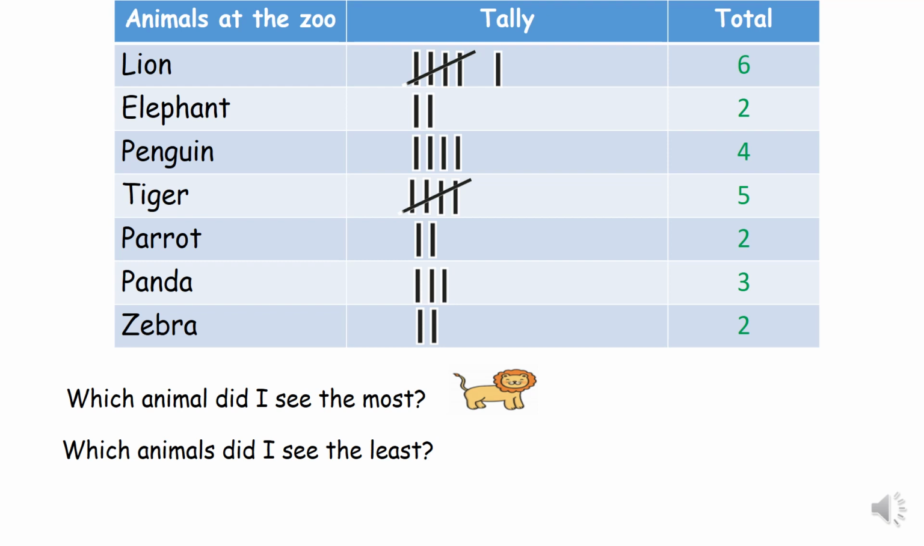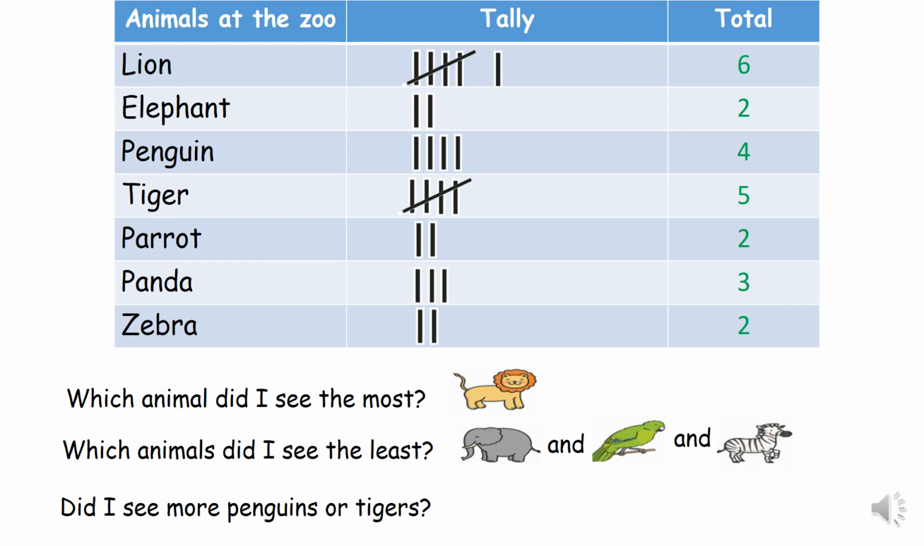Which animal did I see the least? This is a tricky question. I'm tricking you on this one. I wonder if you can see why. That's because it's more than one animal. So least is asking me which is the smallest number, which I didn't see that often. And that would be the elephant, the parrot, and the zebra, because all of those animals have got 2 in the tally. That means I didn't see many elephants, I didn't see many parrots, and I didn't see many zebras.